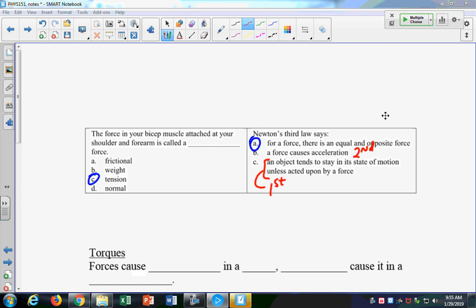Remember, too, that if I apply a force to an object, no matter the relative size of the object, like if this thing was 1,000,000 pounds and I pushed on it, it would push back on me with a bigger or smaller force?